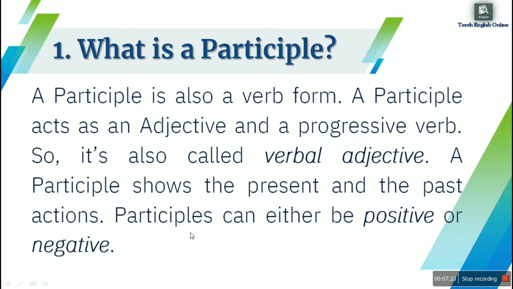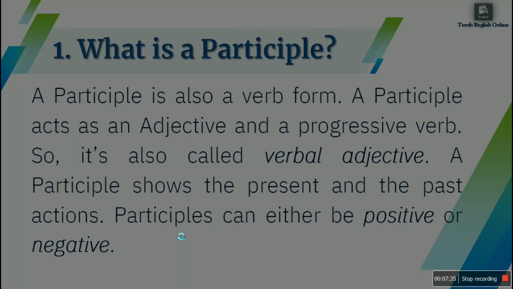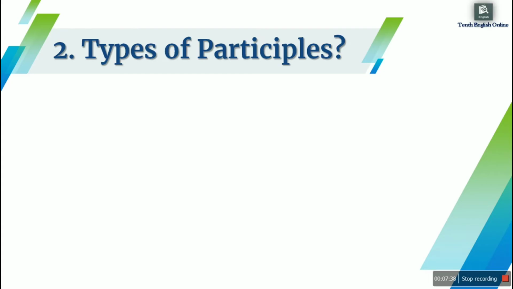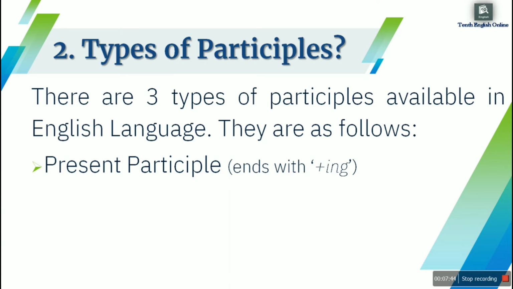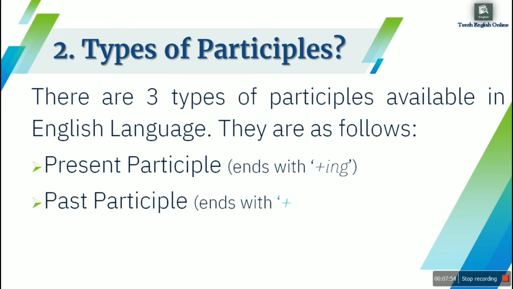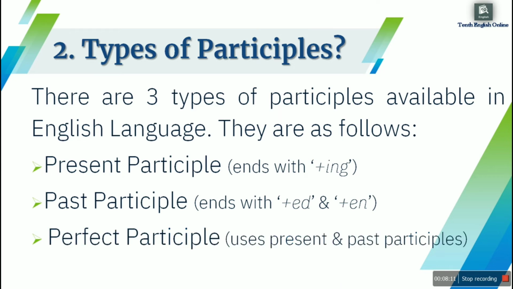Okay. Next, types of participles. How many types we have? We have 3 types of participles. We'll see one by one. First one is present participle. All the present participles end with ing form. They look like gerunds again, but these act as an adjective. Those act as gerunds. The function decides if they are gerunds or adjectives. Okay. Next, past participles. They end with either plus ed or plus en, plus d, or plus t, or plus n. Third one is perfect participle. They use both the participles, present and past.